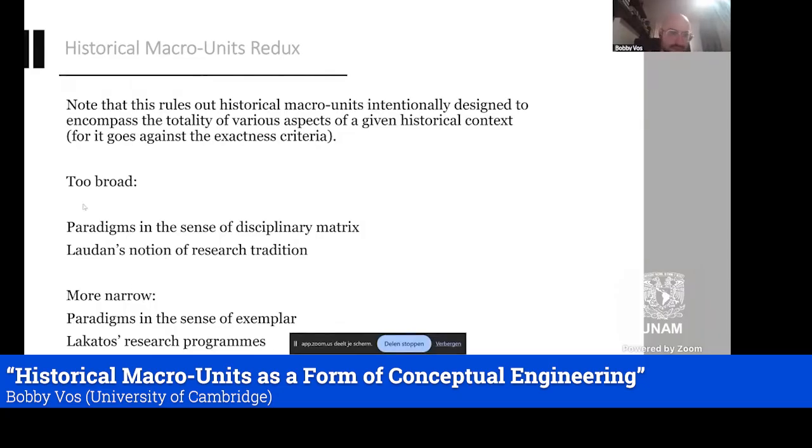But conversely, we then find that other historical macro units, such as Kuhn's notion of exemplar, paradigm in the sense of exemplar, and even Lakatos's notion of research program, do fit the bill as notions that can serve as useful applications of historical context.